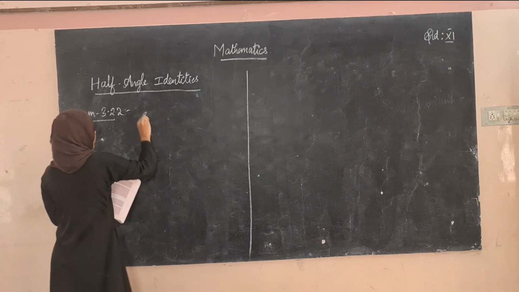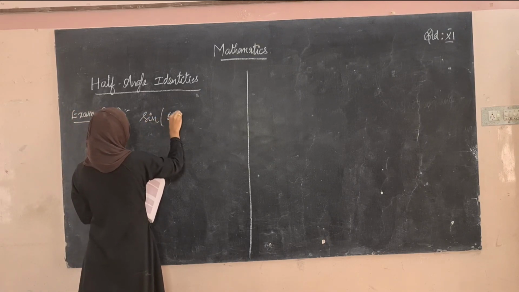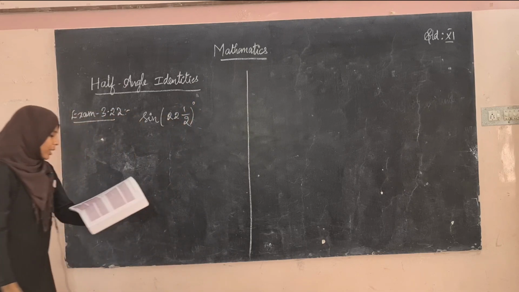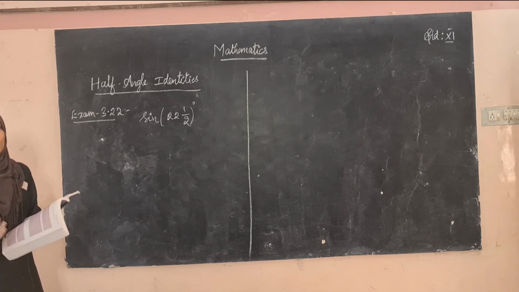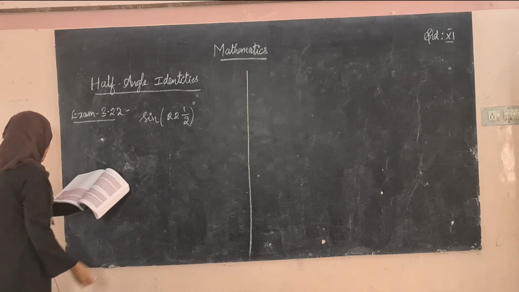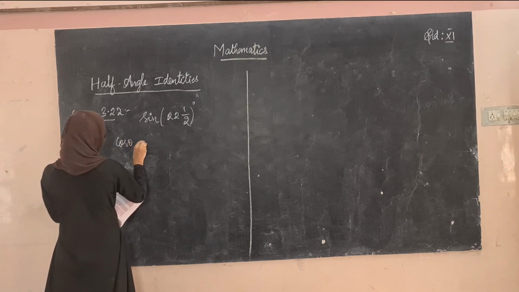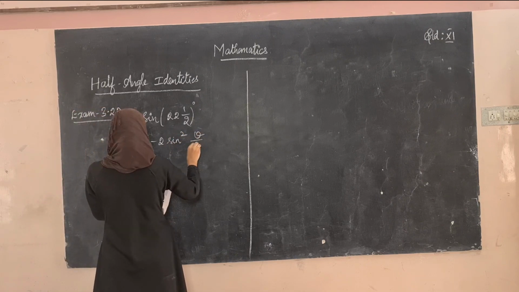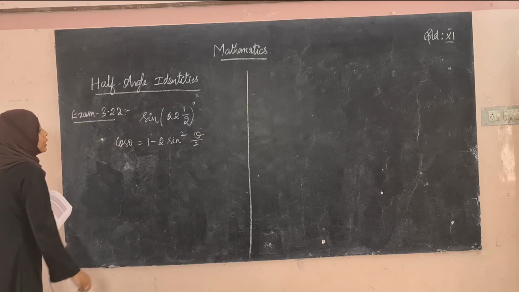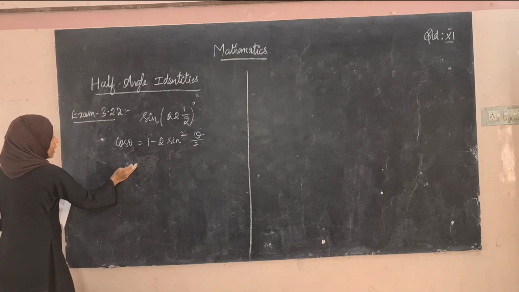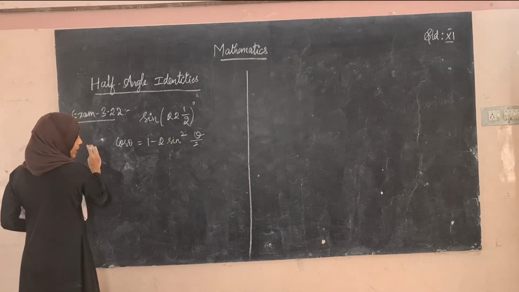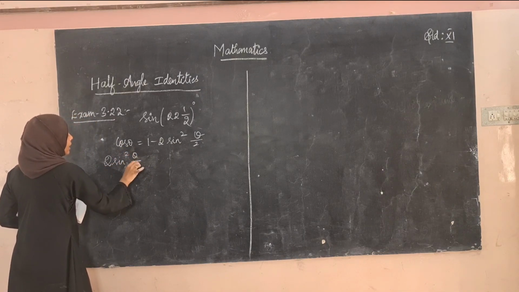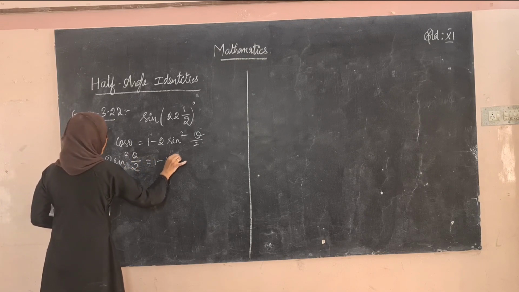Find the value of sine 22.5 degree. So sine theta by 2 type, we have to use one formula. See here, we can use this formula: cos theta is equal to 1 minus 2 into sine square of theta divided by 2. So bring this 2 sin square theta divided by 2 to the left hand side and bring this cos theta to the other side. What will we get? 2 into sin square theta divided by 2 is equal to 1 minus cos theta.